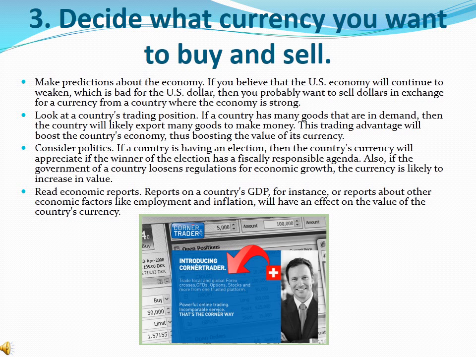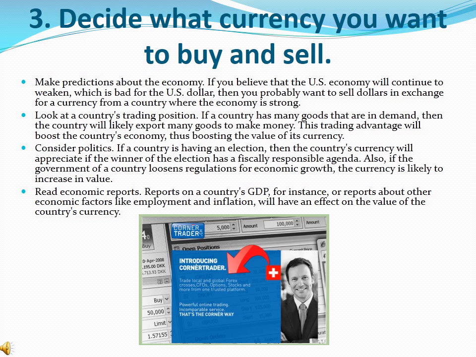3. Decide what currency you want to buy and sell. Make predictions about the economy. If you believe that the U.S. economy will continue to weaken, which is bad for the U.S. dollar, then you probably want to sell dollars in exchange for a currency from a country where the economy is strong. Look at the country's trading position.